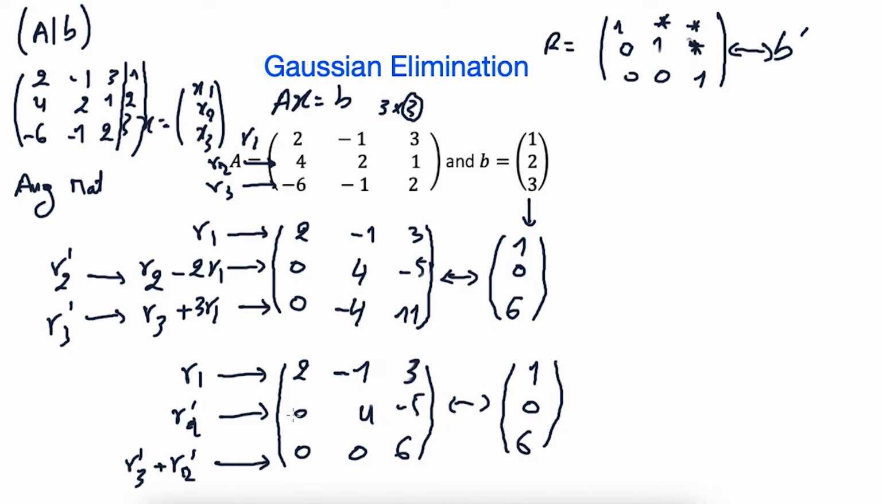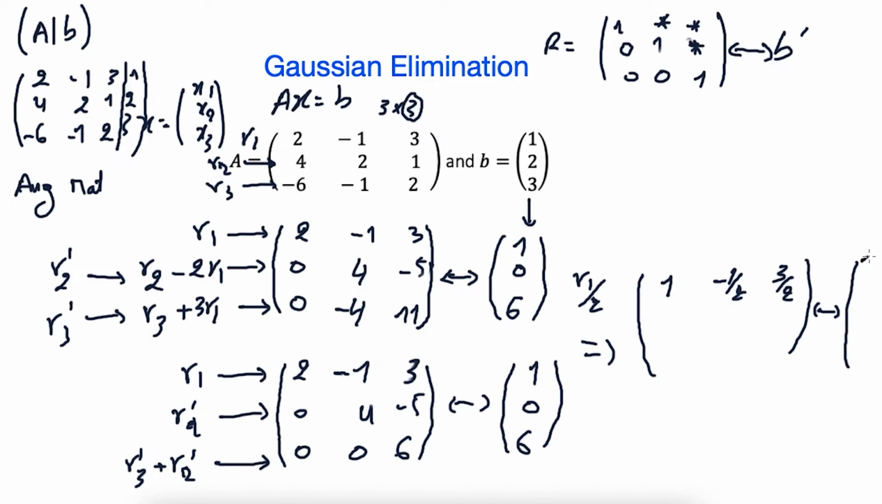So now we get the zeros here, and we need to get ones in these positions. So here one, and here one, and this one. To get that, we need to divide this row here by 2 to get 1 here. So it will be R1 over 2, so it is 1, minus 1 over 2, minus 1 over 2, and 3 over 2, and the corresponding constant is 1 over 2.